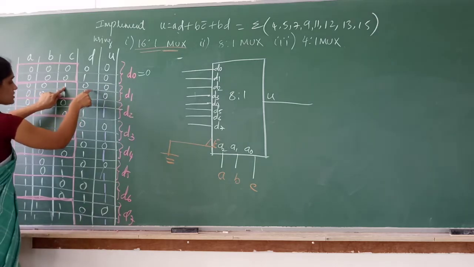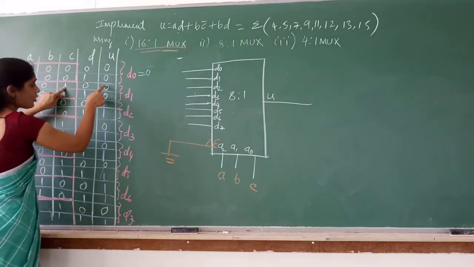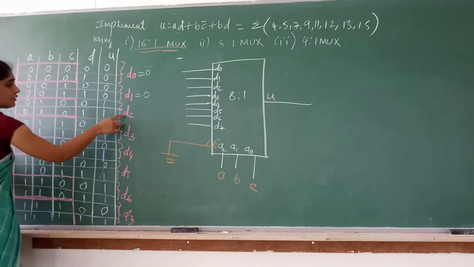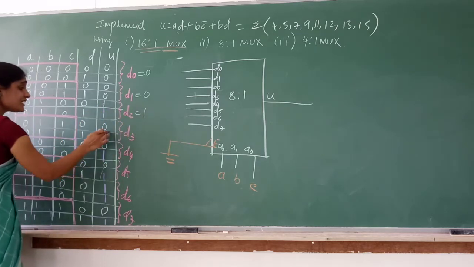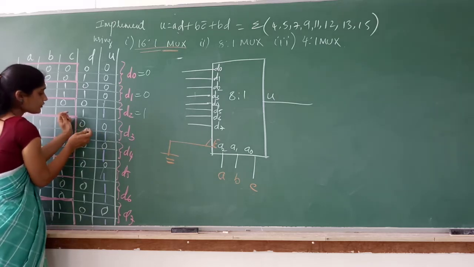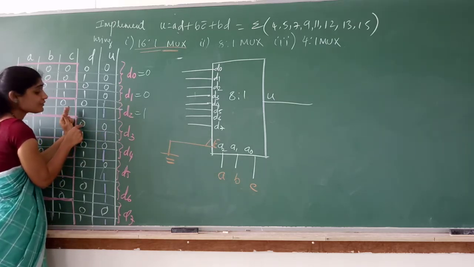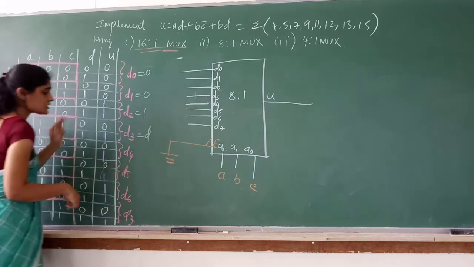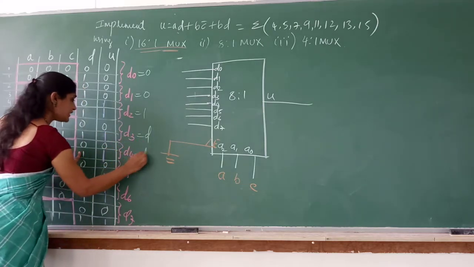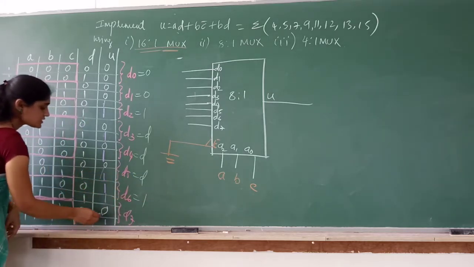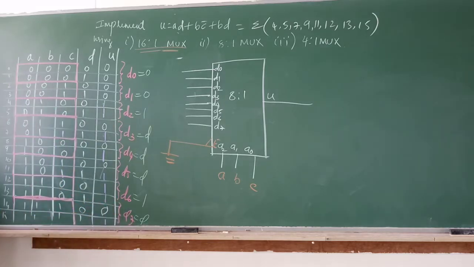For D1 you have to concentrate on these two. What is the output variable for these two combinations? Again 0. So D1 is also 0. What is D2? 1. D3 is 0 for one combination, 1 for the other. Now you have to compare your output with the other variable D. Compare output and D. Both are the same, 0, 0, 1, 1. So what is D3? D3 is D. D4? D4 is again D. D5 is again D. D6 is 1. D7 is D. Correct? Yes?